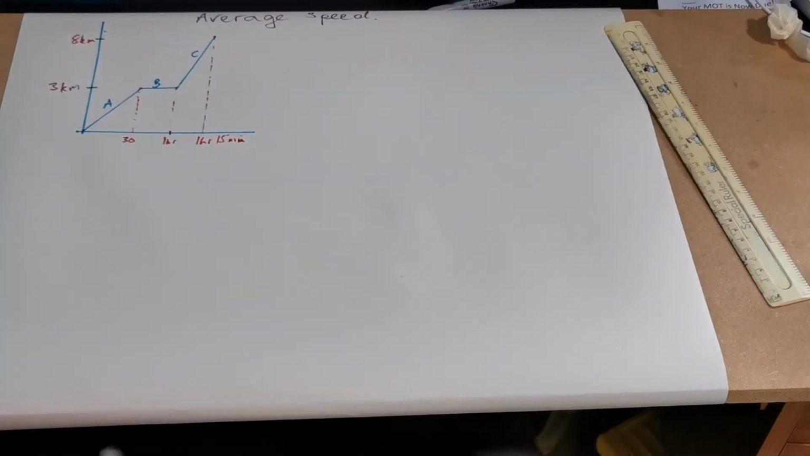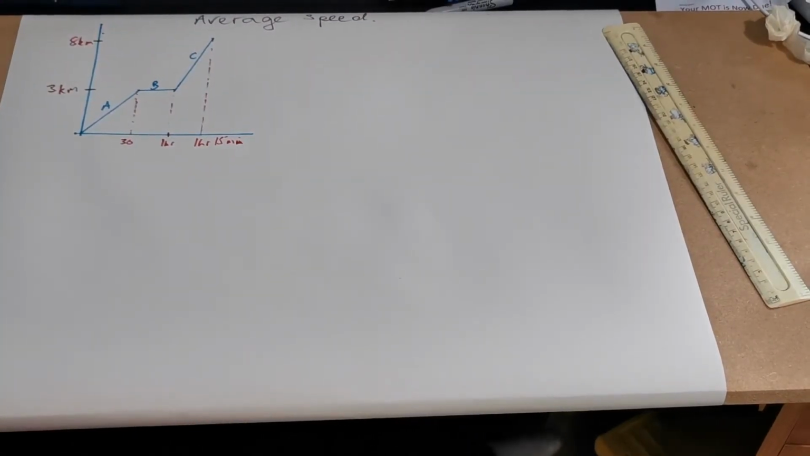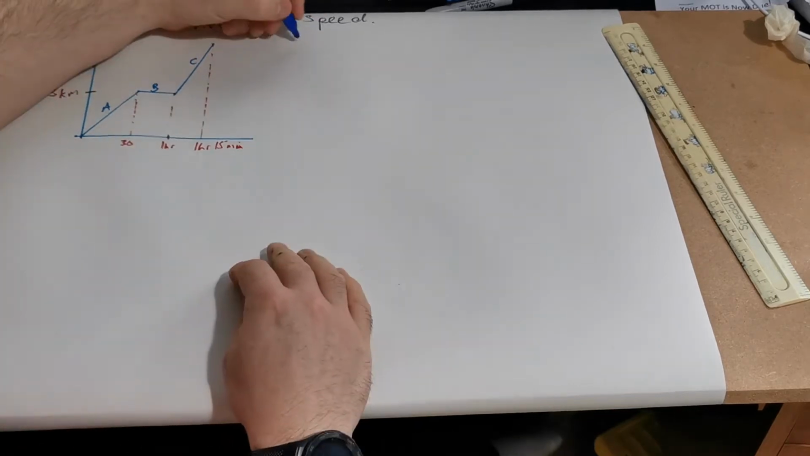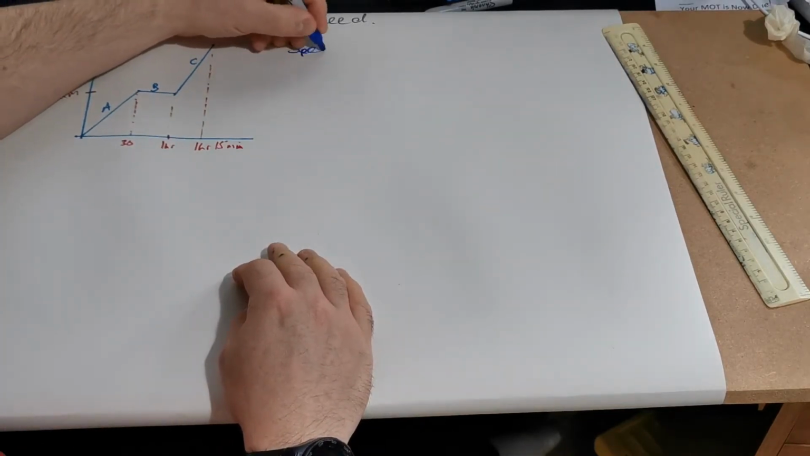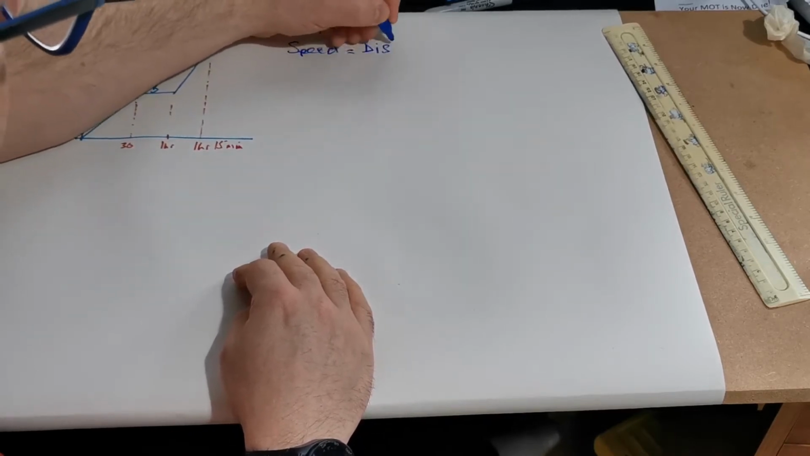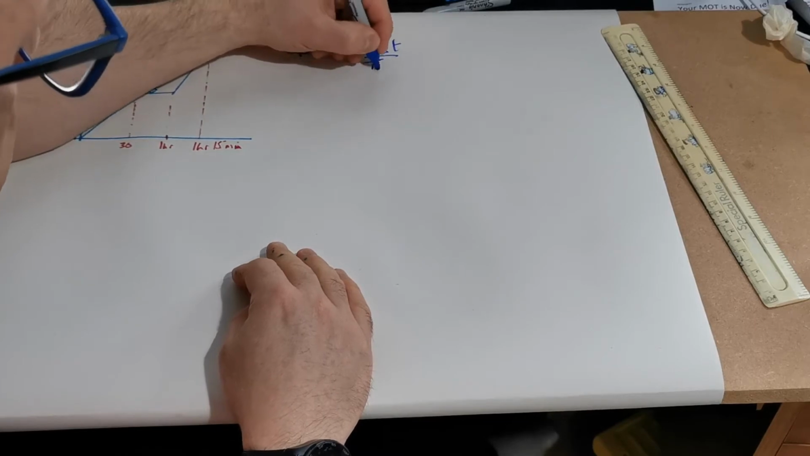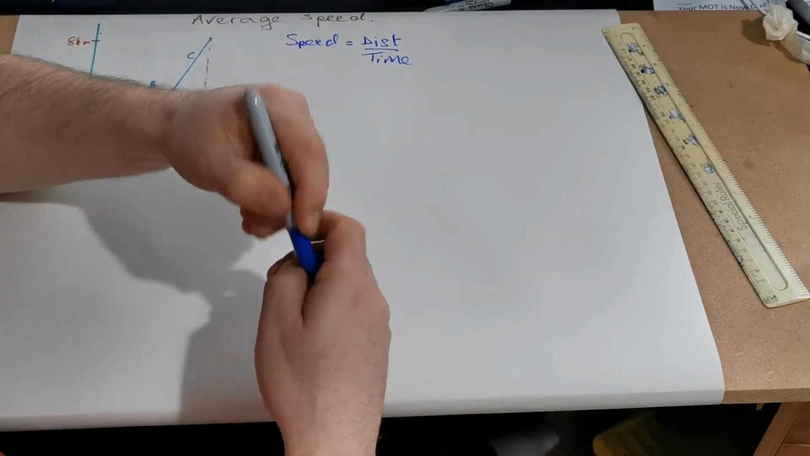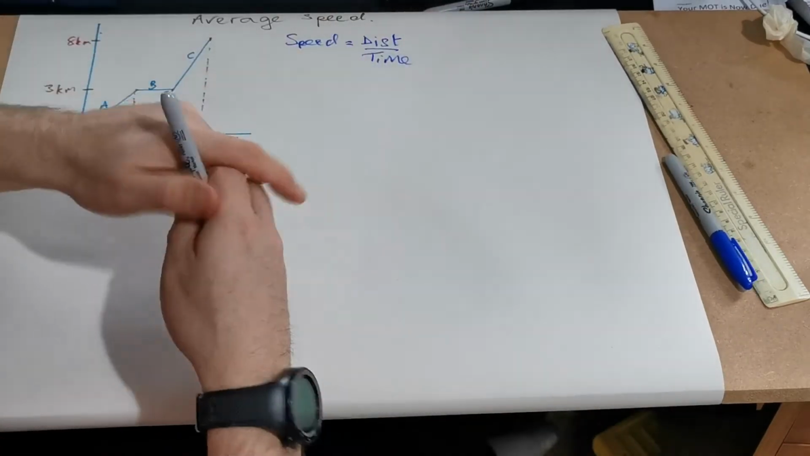Now, a common formula that we work with in maths and in science, in physics, is speed equals distance divided by time. And we often think about that in terms of an SDT triangle.